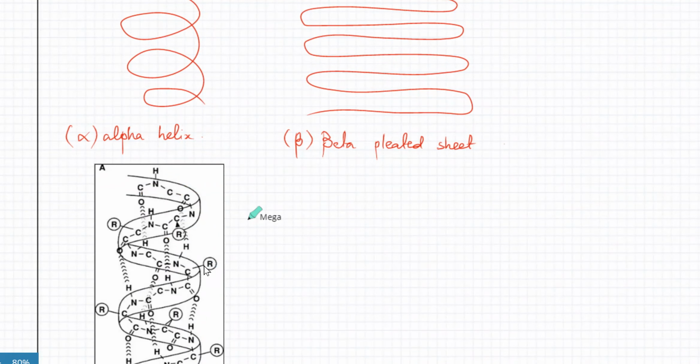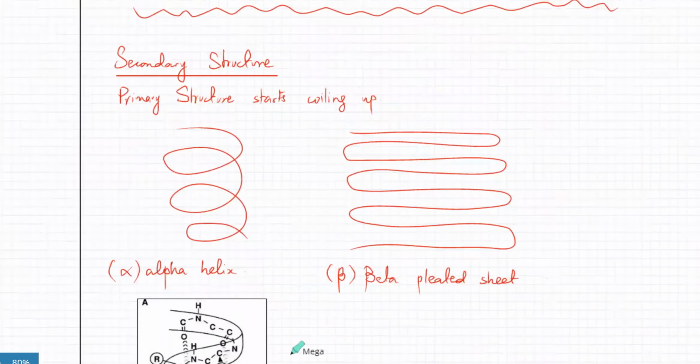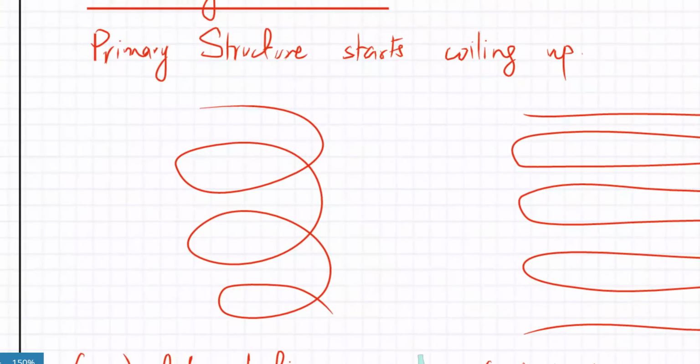Yes, sir. And the reason why it coils up is that there is hydrogen bonding going on. If I draw hydrogen bonds on this, remember the chain had what? It had C double bond O and NH.